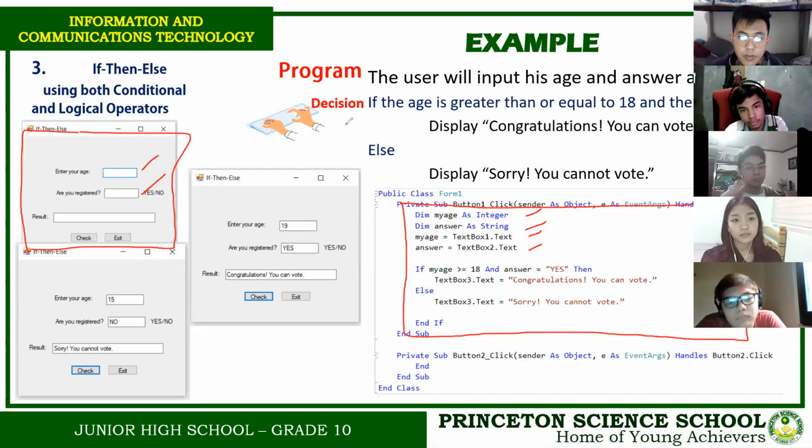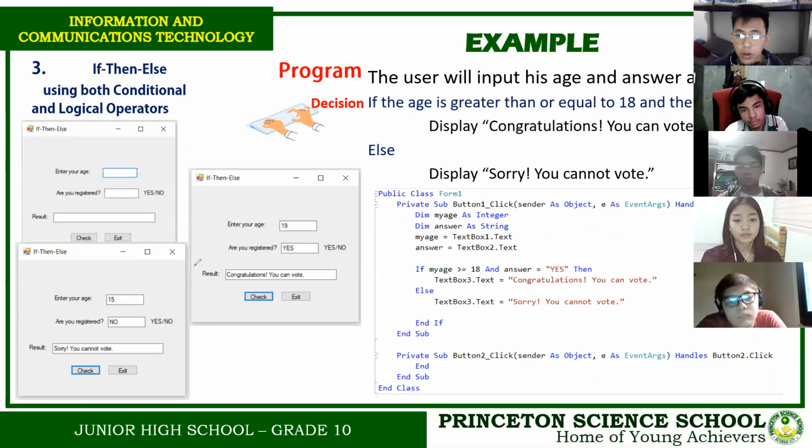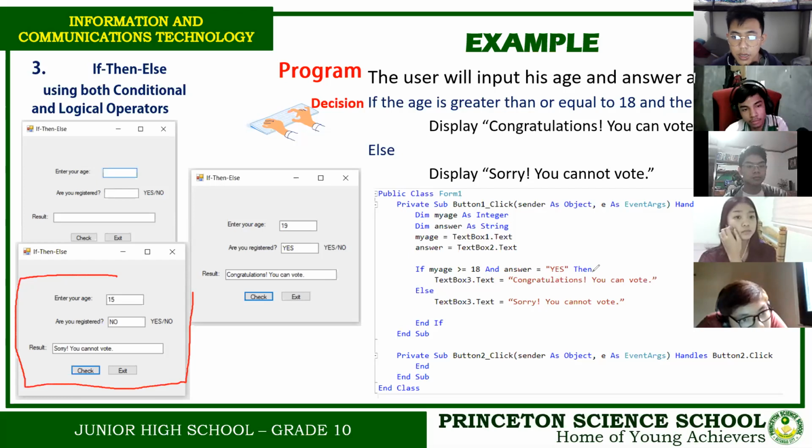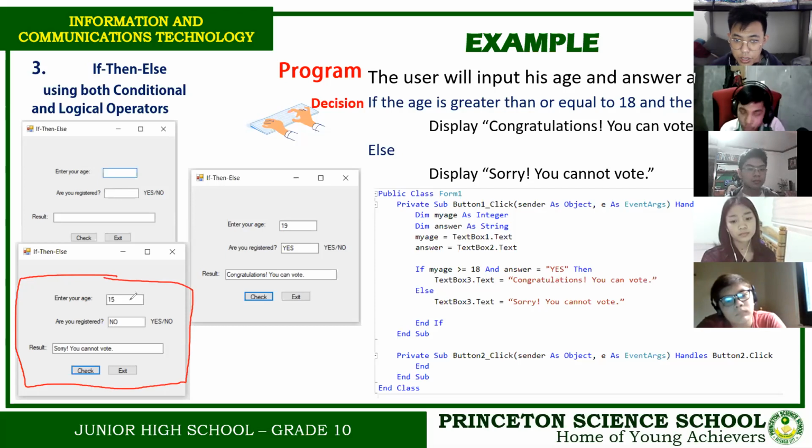And then we will look at our example. Our first example is this one. The first input is enter your age. In here we have our condition: my age is equal or greater than 18. The second condition is the answer string should be yes. In the first example, the entered age is 15.